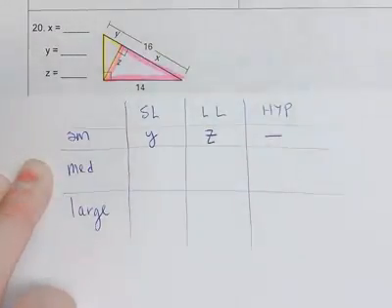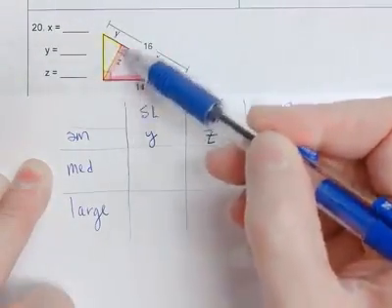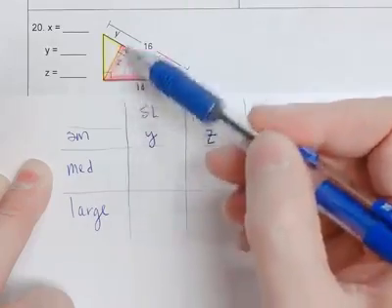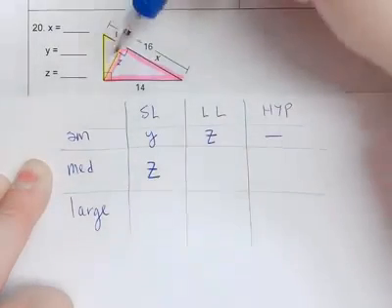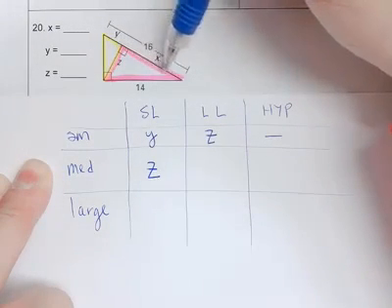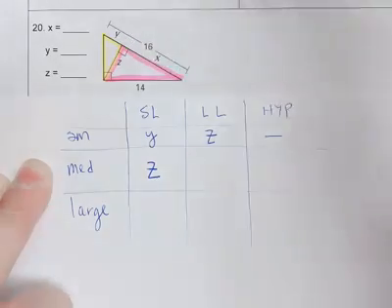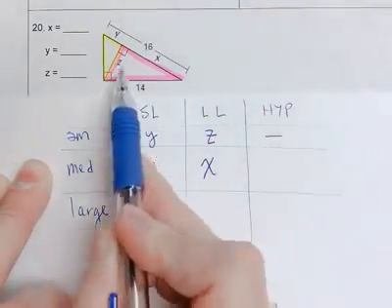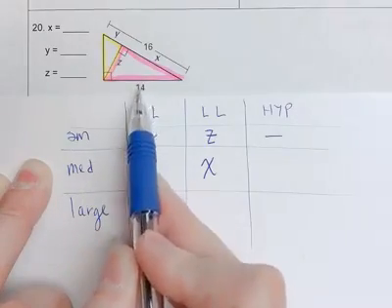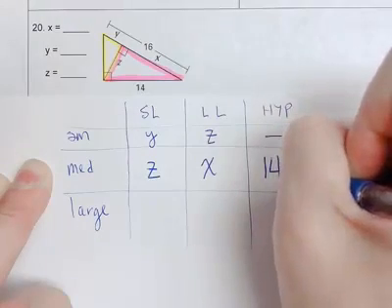The medium right triangle has the short leg, which is right here. This is the short leg of the medium right triangle, and it is Z, so I put Z down here. And the long leg happened to be X, as they label it right here. Now, the hypotenuse of the medium one is actually given to me. It's 14, so I do want to write that down.